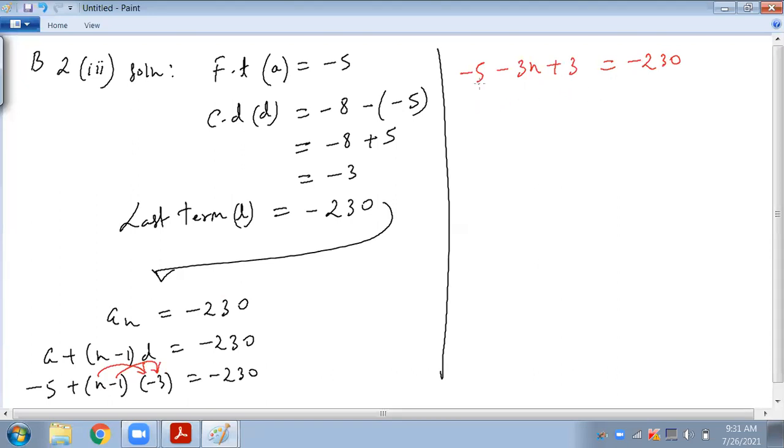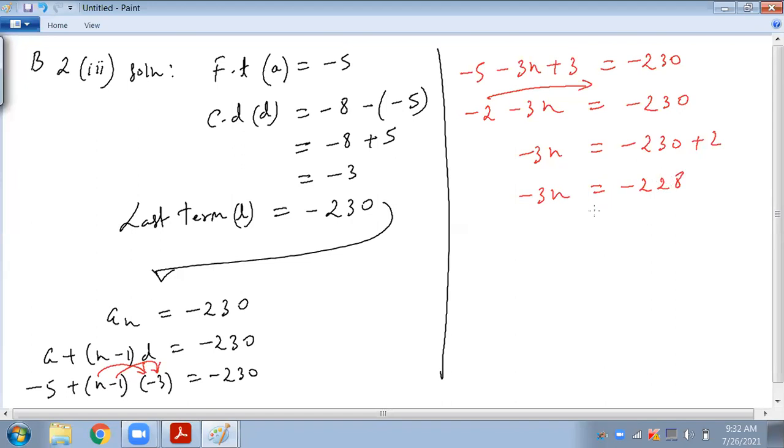Now solve this. Minus 15 plus 3 will be minus 12, minus 3n equal to minus 230. Well, we're going to find n, so take the term without n to the other side. This 12 doesn't have any n, so take it to the other side. So minus will become plus. So minus 3n will be equal to how much? Minus 228.